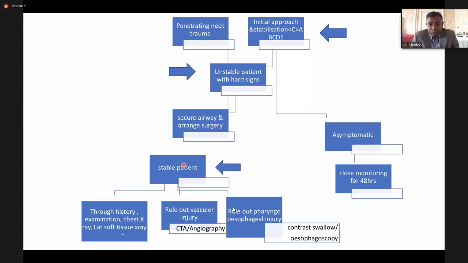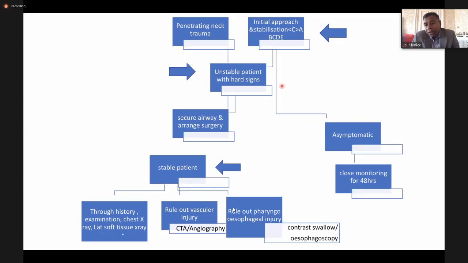Okay. If the patient is stable, it means there may still be potential injury. So think about any further injury related to the vascular or pharyngoesophageal injury. You may have to carry out appropriate investigations like contrast swallow, esophagoscopy, angiography or CTA for vascular injury, or further history and examinations for all the stable patients.